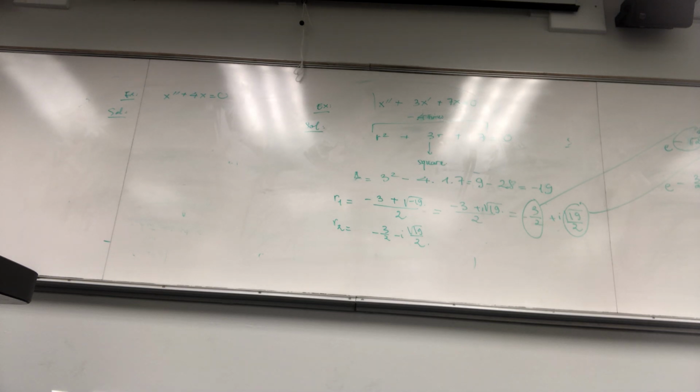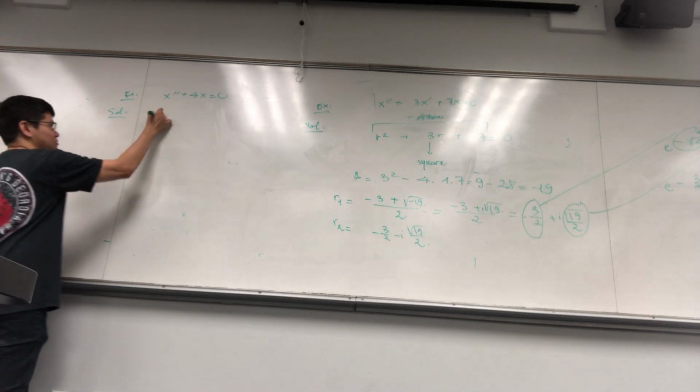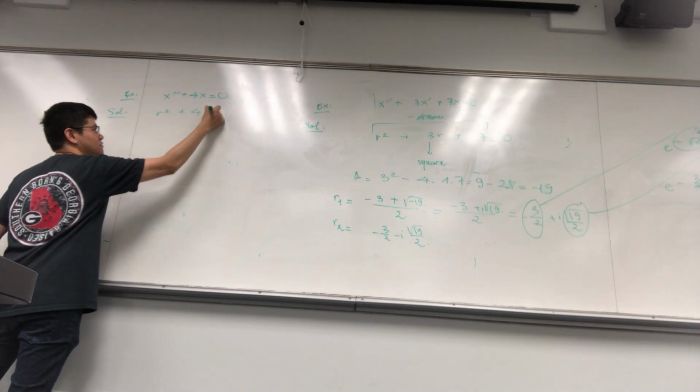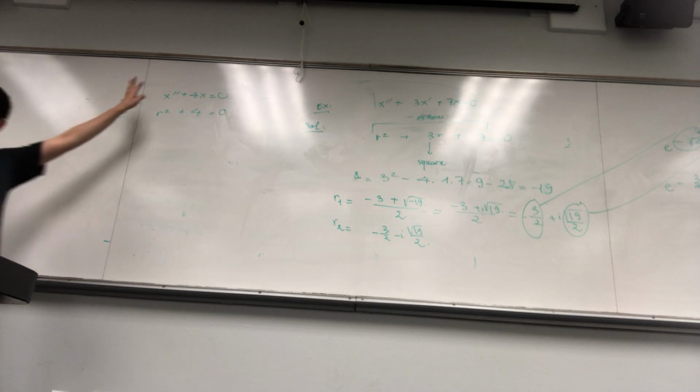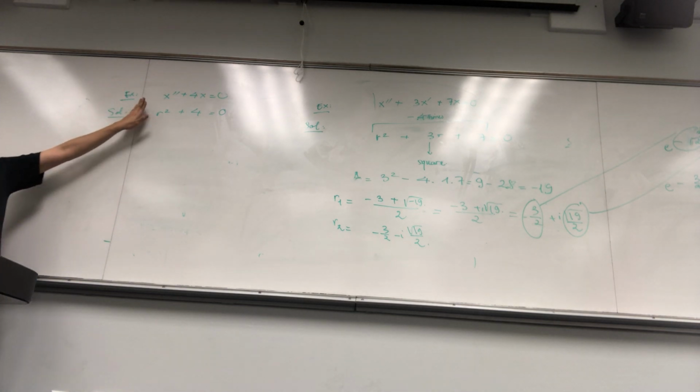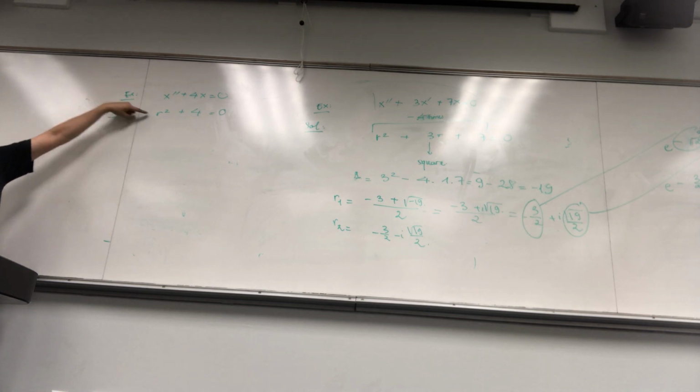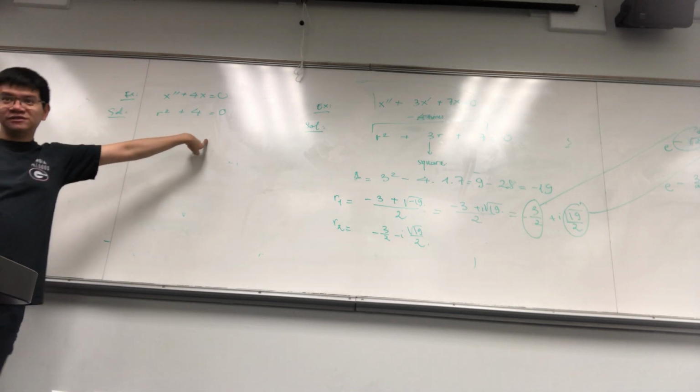It's r squared plus 4 is 0. Because you don't have the coefficient of x prime, you don't worry about x prime. Now, the characteristic equation is r squared plus 4 is 0.